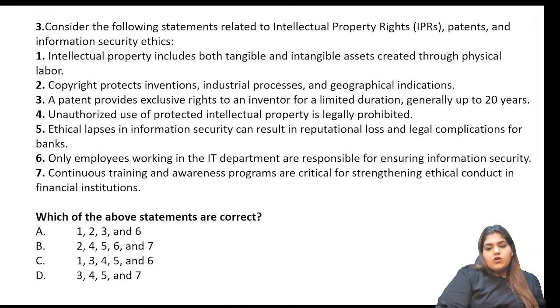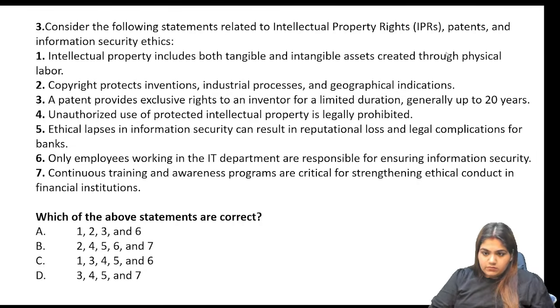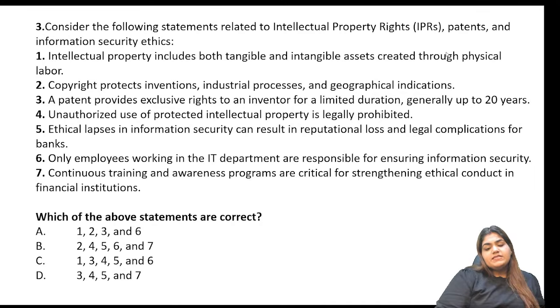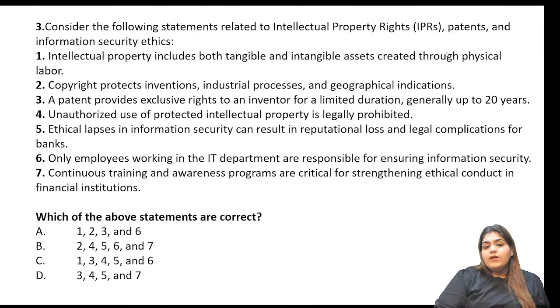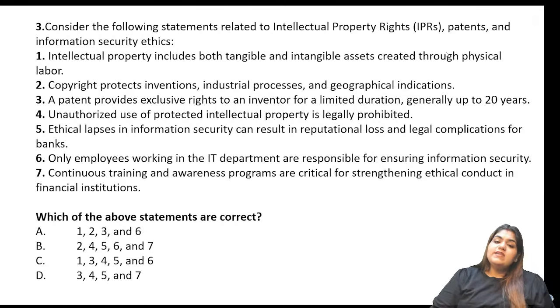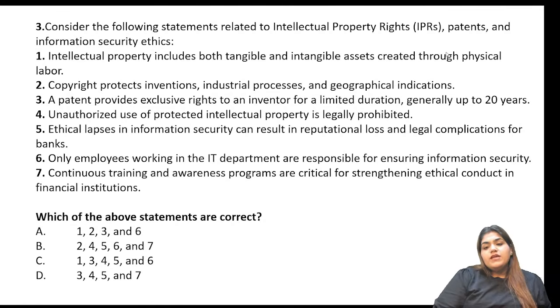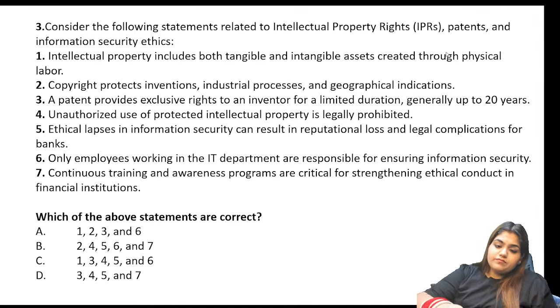One is incorrect. Copyright is for artistic work, for literary work, for the books that I write, for the movies that I create. Copyright is for that. Patents are given for 20 years. After 20 years, the patents will be taken away. The property will be of the public at large. Patent means I have made something, I have innovated something, and I am the only one who has the right to use that innovation. Statement number 3 is correct. Statement number 4, unauthorized use of IP is prohibited. Yes, it is prohibited. Statement number 5, ethical failure in handling sensitive data can cause reputation risk. Statement number 5 is correct.